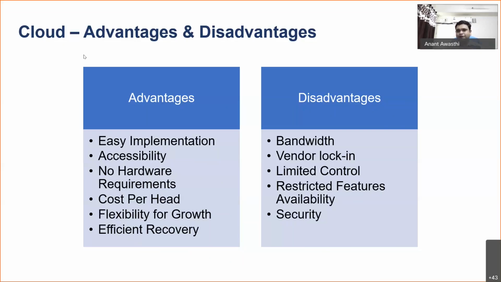After that, restricted features and availability. Suppose you have asked your vendor to provide some XYZ software and you want additional software. It's not easy to get in the cloud, because that comes with additional cost. And now coming to security. As we discussed earlier, on-premise cloud is more secure than off-premise cloud.